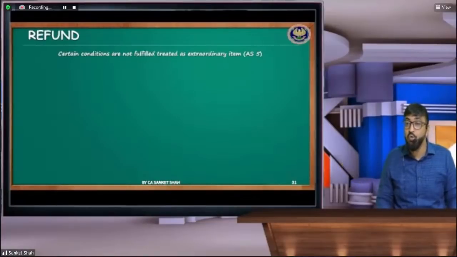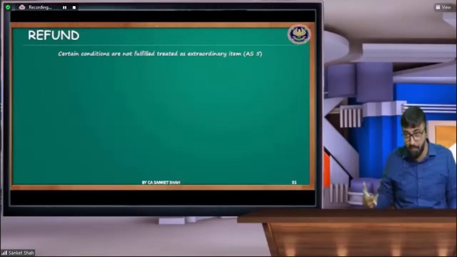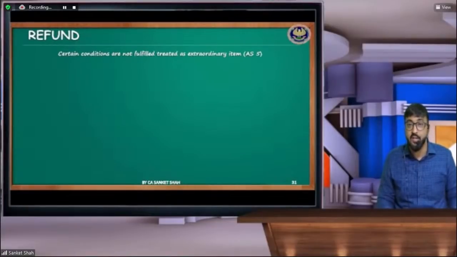Okay. So when government is claiming refund from you, remember it means you have to show it separately in your profit and loss account. Extraordinary means you have to show it separately. You cannot add it in miscellaneous expenses or other items of P&L. You have to show it separately. That is extraordinary item. Extraordinary item मतलब जो आपको separately show करना पड़ता है उसको हम लोग extraordinary item बोलते हैं. Certain conditions are not fulfilled. In that case, it is called extraordinary items.